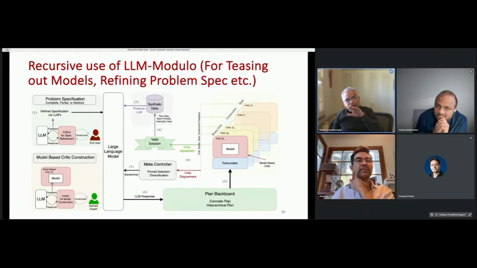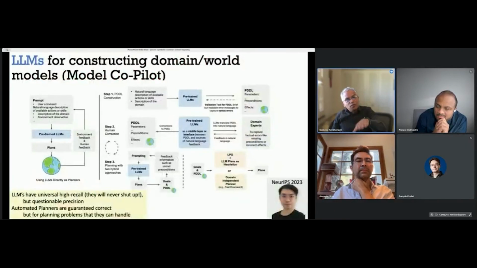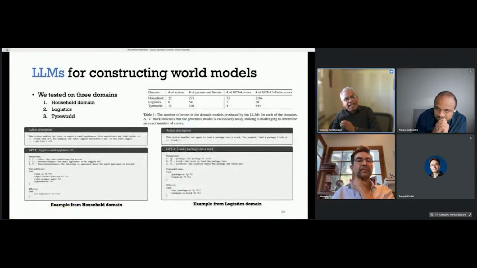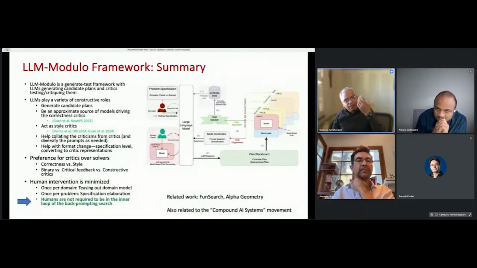You can actually use the LLM-Modulo architecture recursively also to construct the domain models. There's a paper in NeurIPS 2023 that shows how you can get the planning domain models themselves by querying LLMs with partial human help. And that's a way of improving the knowledge acquisition part of these kinds of planning problems.